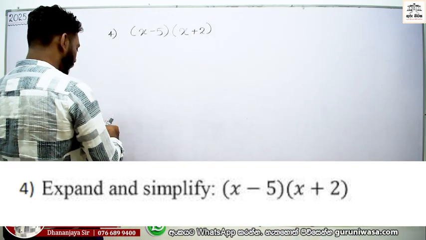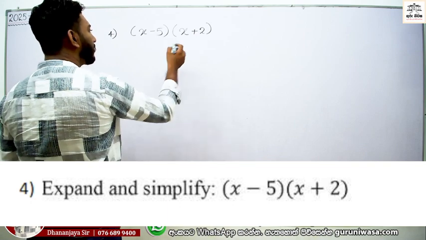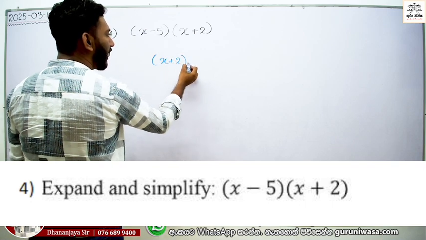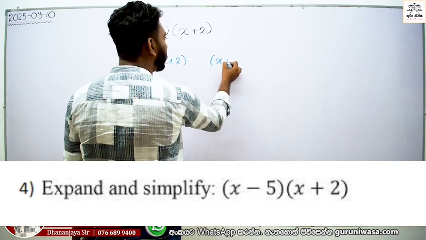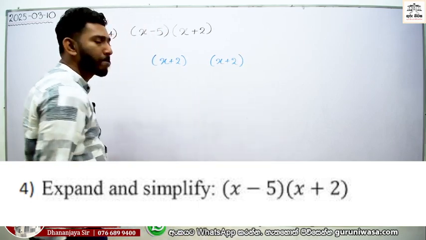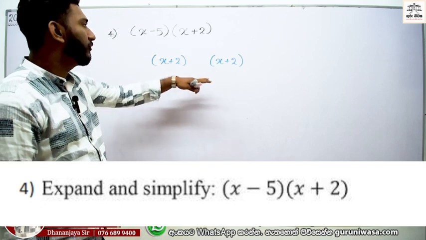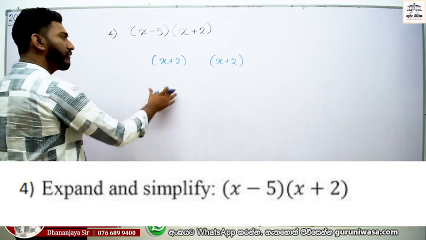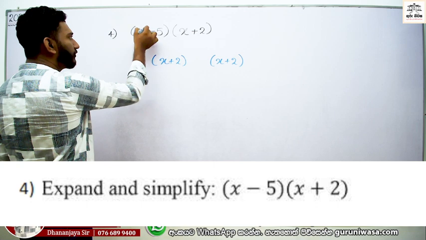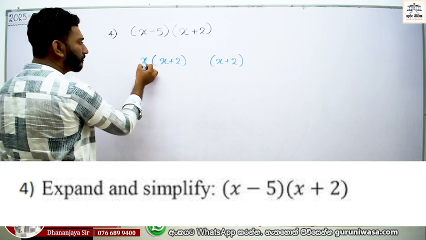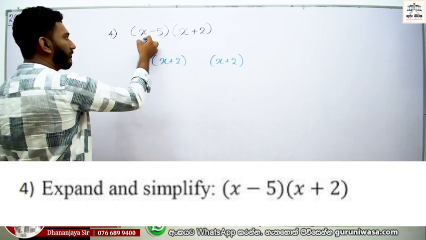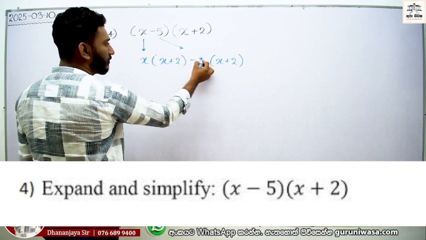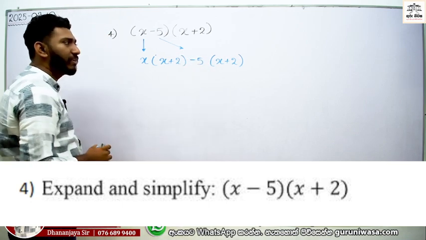Second bracket, you need to write twice: x plus 2, and keep space here and again x plus 2. Repeat the same, right? Twice. And put the x in front of the first expression, first term. And minus 5 here. Then it's easy.